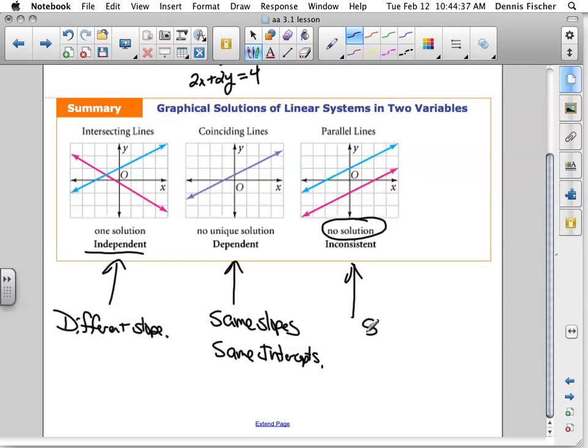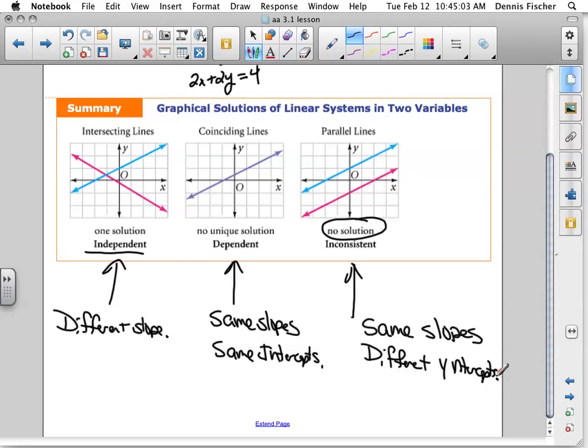Inconsistent, same slopes, different y-intercepts. Those are your 3 cases. You want to look at those cases to be able to tell. Now, what I want you to get to is not even work out and graph.